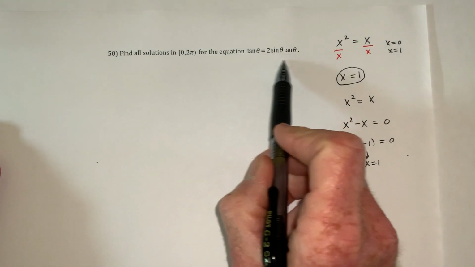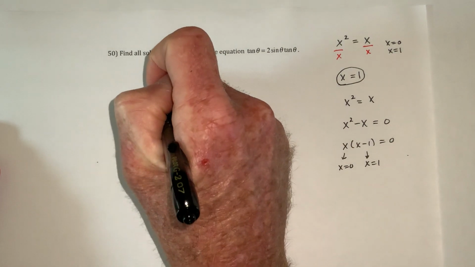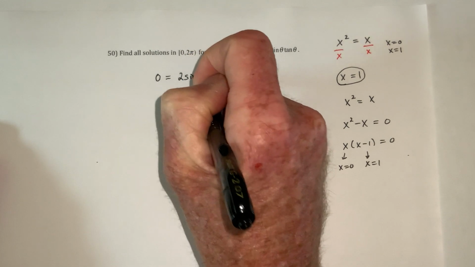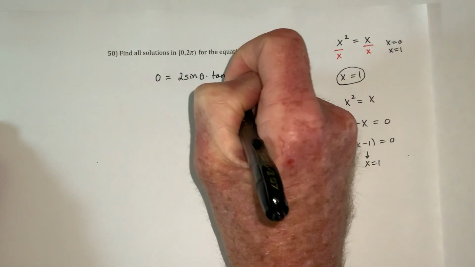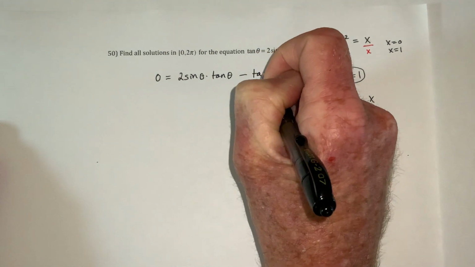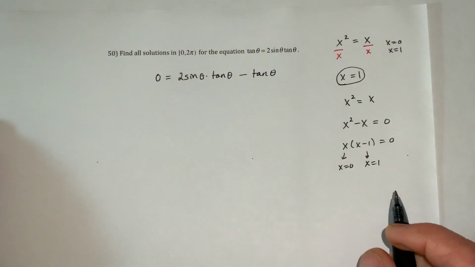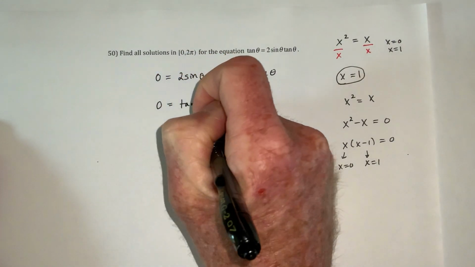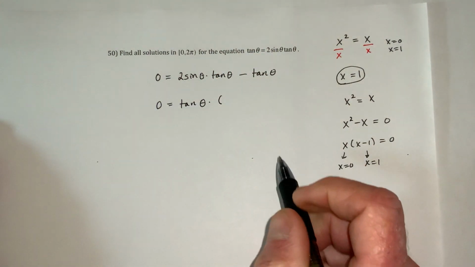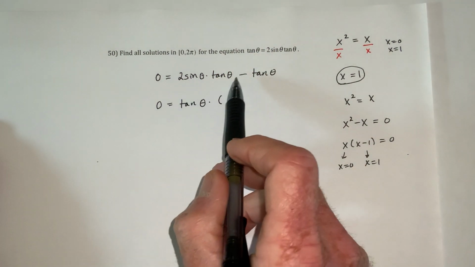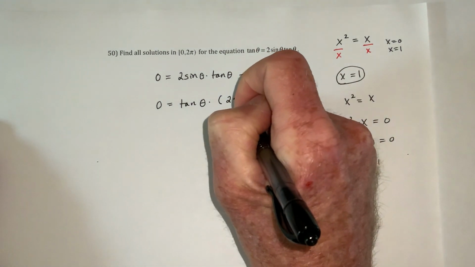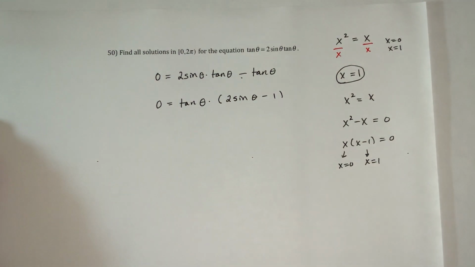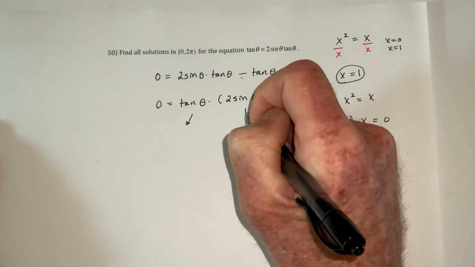So I'm going to take this tangent and subtract it to put it on the right side. That will make it equal to 0. So there's going to be 2 sine theta tangent theta, and then subtract tangent theta from both sides. And now we could factor out tangent of theta. And it's going to leave 2 sine of theta minus 1. Now we're down to this point. So set each of these equal to 0.